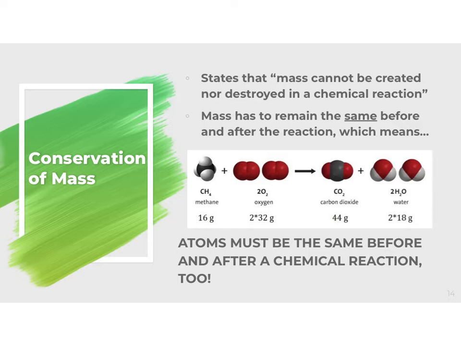Remember that we learned that atoms have different masses depending on what the element is. So if the mass has to be the same before and after the reaction, that means that whatever atoms we have in the beginning before the reaction have to be present in the product after the reaction.